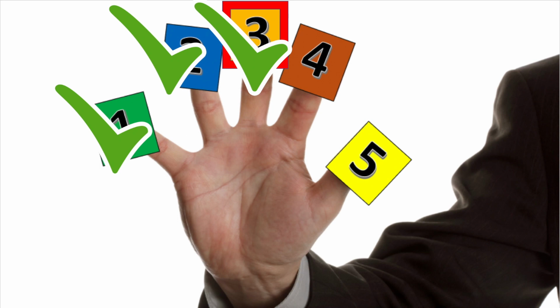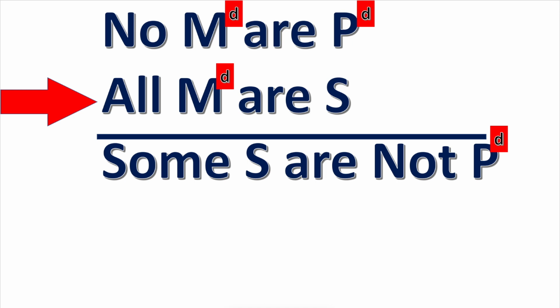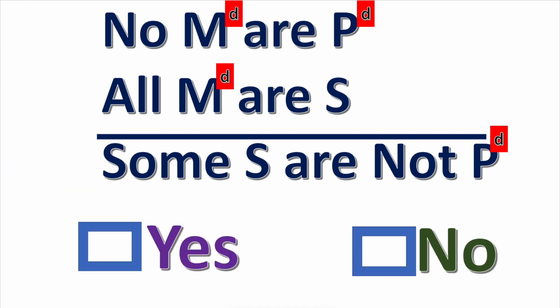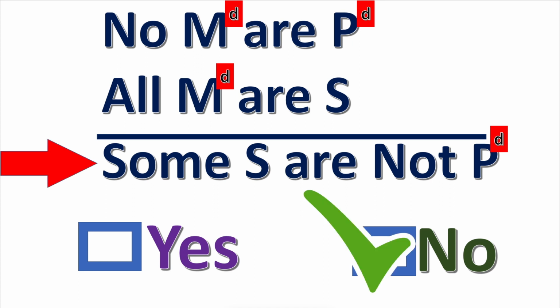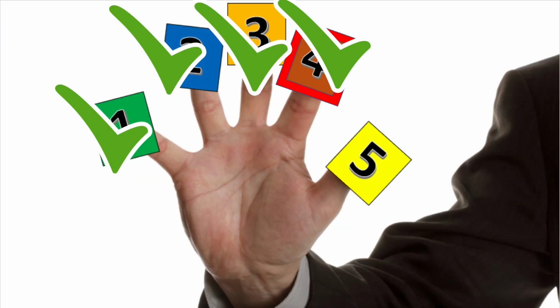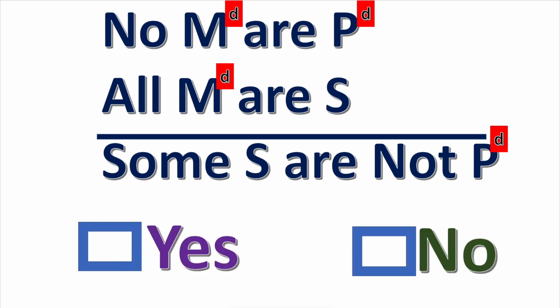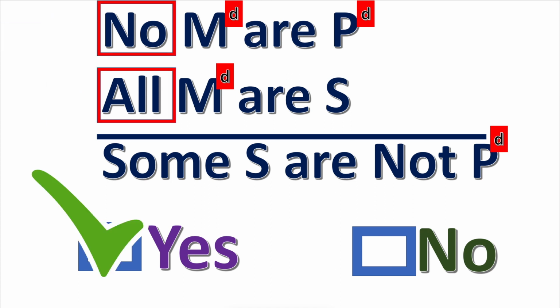Next, Rule 4. Is an affirmative conclusion drawn from a negative premise or a negative conclusion from affirmative premises? Press pause. The answer in 3, 2, 1. No. The conclusion is negative, but one premise is negative. All right, next, Rule 5. Are there universal premises and a particular conclusion? Press pause if you need more time. The answer in 3, 2, 1. Yes. Both premises are universal and the conclusion is particular.